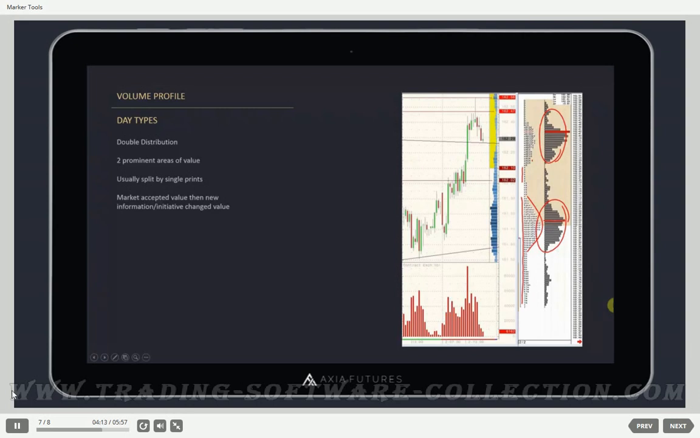If you get an open somewhere in the middle of the two value areas on a double distribution day, my more expected trade is you actually see the volume fill out, and we'll have a look at that in a moment on volume filling out on trades. But that would be what I'd expect after a double distribution day.